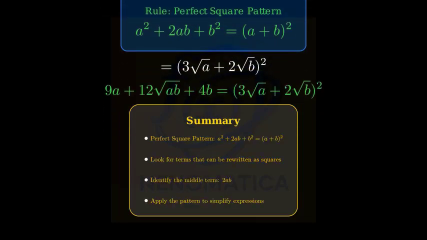When working with algebraic expressions, it's useful to recognize patterns like the perfect square pattern. This allows us to simplify expressions and solve problems more efficiently. For a perfect square, remember the pattern: a squared plus 2ab plus b squared equals the quantity a plus b, squared.